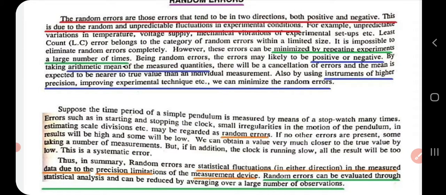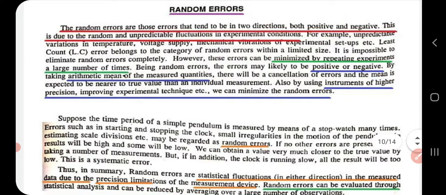Next is random error in detail. Random errors are those errors that tend to be in two directions. That is, they will occur in both positive and negative directions. So that is the definition for random error. It is due to random and unpredictable fluctuations in experimental conditions. That is the reason for the occurrence of random error. Those unpredictable variations can be in temperature, or in the voltage supply, or mechanical vibration, or the experimental setup, like that. For example, the least count of an instrument also comes under the random error category.